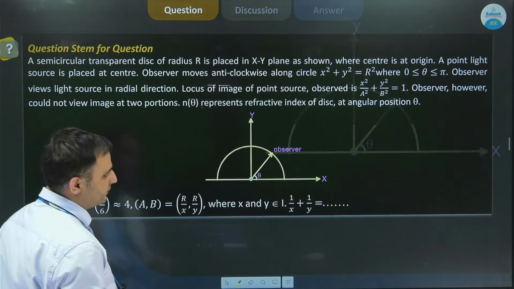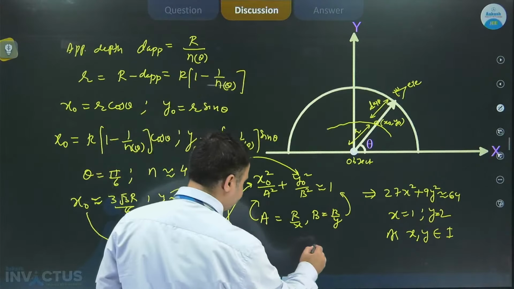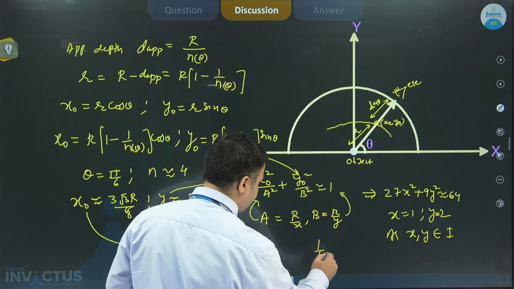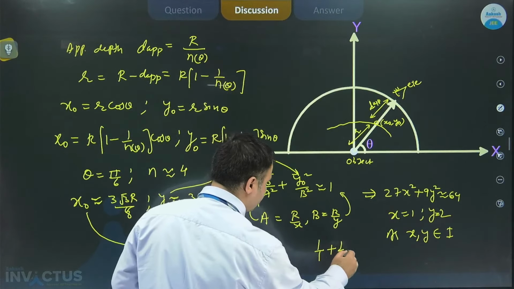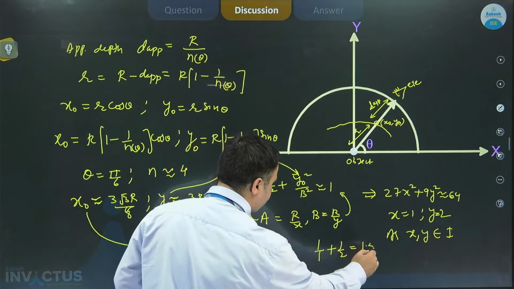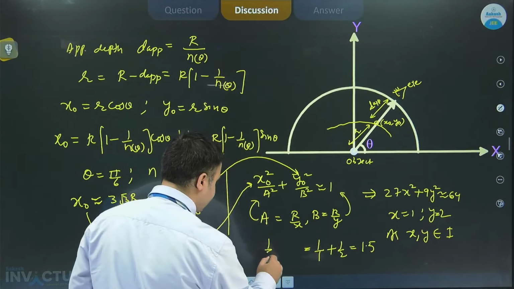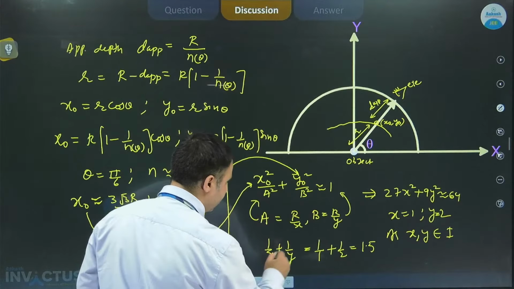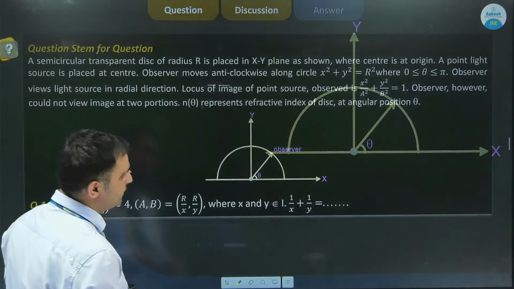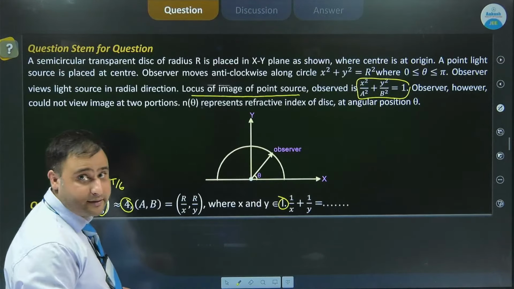And we are looking for 1 by x plus 1 by y. So 1 by x is 1 by 1 plus 1 by 2, which is equal to 1.5. This is 1 by x plus 1 by y. So 1.5 should be the answer. Let's see the answer.